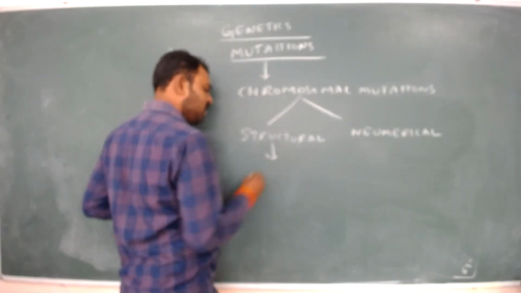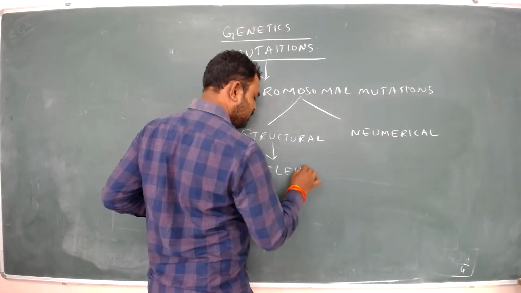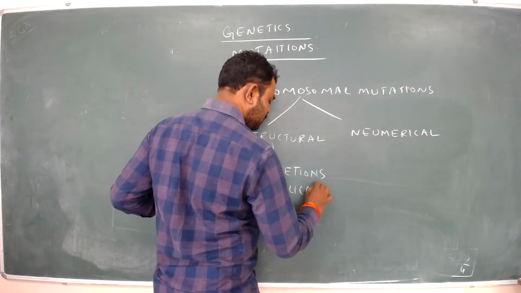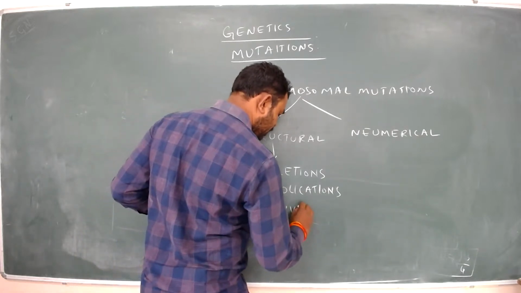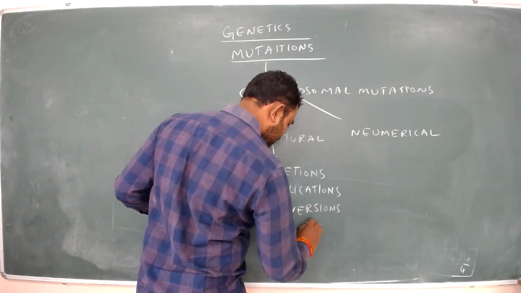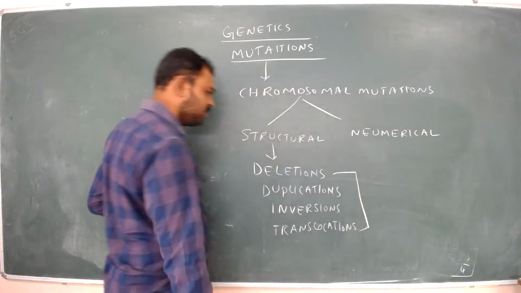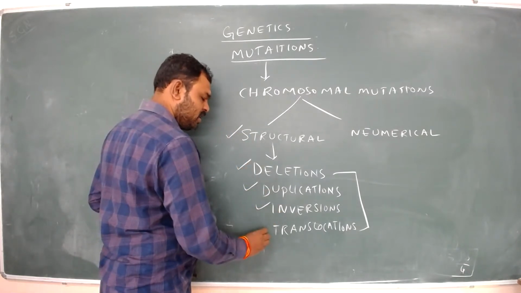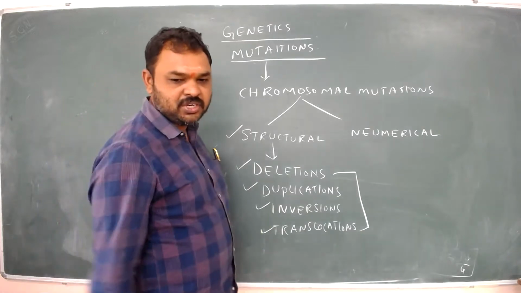Structural mutation, there are 4 types we discussed last class: deletions, duplications, inversions, translocations. These 4 we discussed in the last class. Chromosomal mutation, structural mutation: deletion, duplication, inversions, translocations. Last class we finished that. Now, numerical mutation.